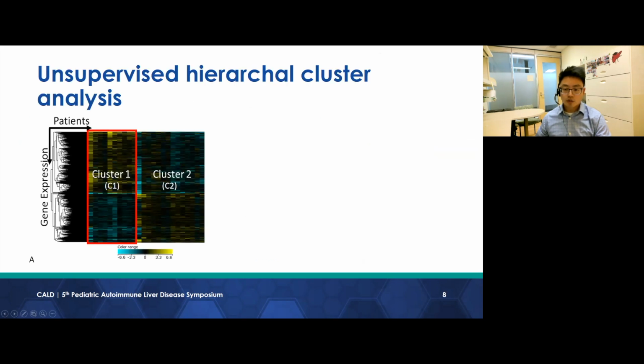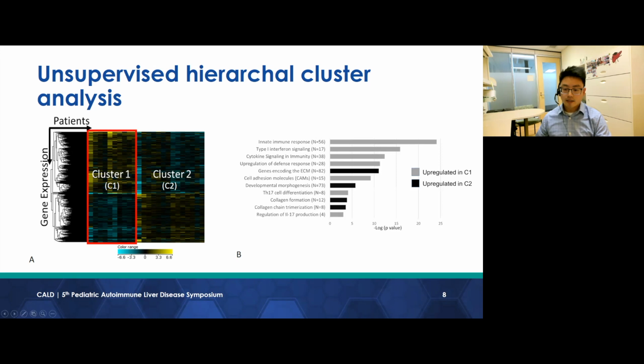The heat map shows an unsupervised hierarchical cluster analysis, which is an unbiased computational approach to group patients based on similar gene expression. The patients segregated into 2 main clusters based on similar gene expression profiles, cluster 1 and cluster 2. The pathways associated with innate immune response, Th1 interferon signaling, and Th17 polarization were upregulated in cluster 1 compared to cluster 2. In contrast, pathways linked with extracellular matrix remodeling were upregulated in cluster 2 compared to cluster 1.